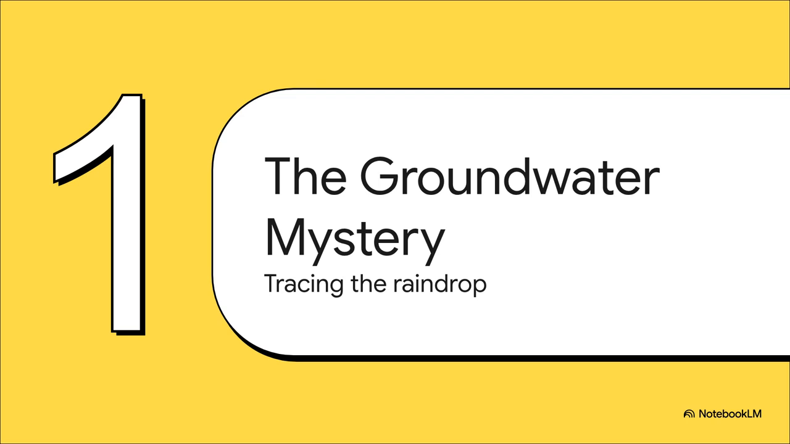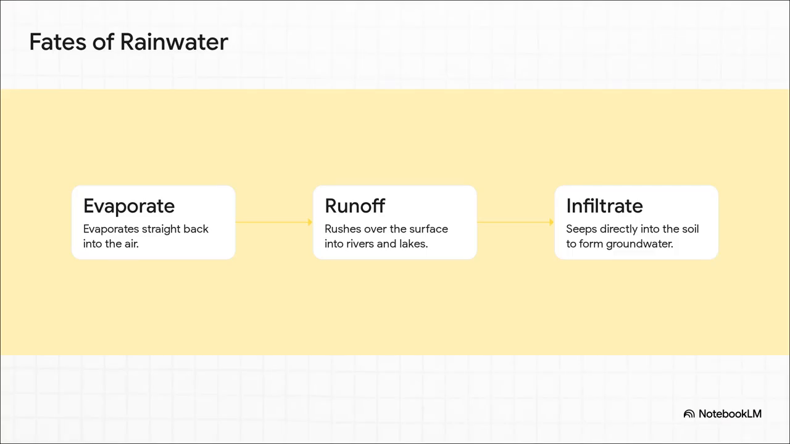Section 1. The groundwater mystery. Let's solve this by tracing the actual, physical journey of a single raindrop, starting right up at the surface. When rain falls, it basically has three possible fates. Number one, it can just evaporate right back into the air. Number two, it can become runoff, rushing over the surface into our rivers and lakes. But number three, and this is exactly where our focus needs to be, is that it can seep directly into the soil. We call this process infiltration. As this infiltration goes deeper and deeper, the water starts filling the microscopic pores in the soil. And that critical step is exactly what creates the groundwater we care so much about as civil engineers.